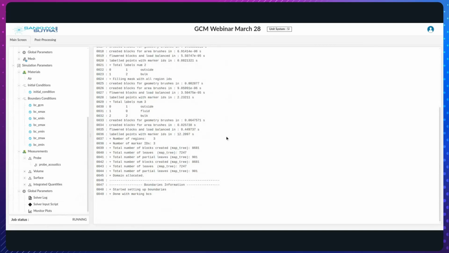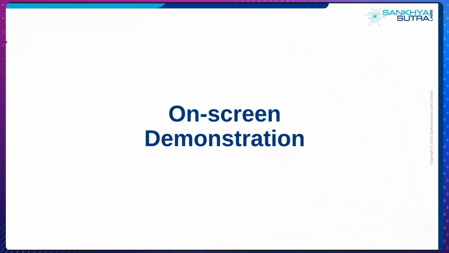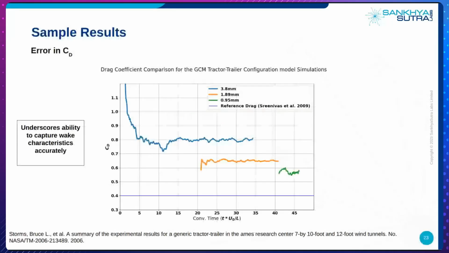Since this might take a little bit of time to start running, I will just run you through the results that I got by running simulations on my own. So I'm just going to jump back to the presentation and show you some quick results that we obtained for this specific case. So this is a plot of the coefficient of drag for simulations that were run at different resolutions for the GCM tractor-trailer geometry at a yaw angle of 0 degrees.